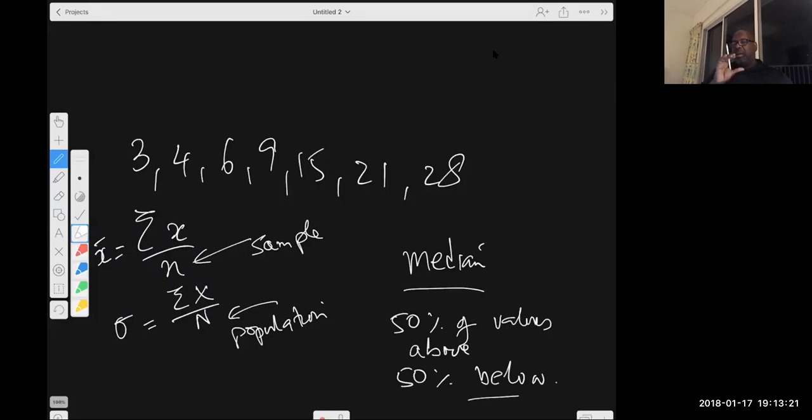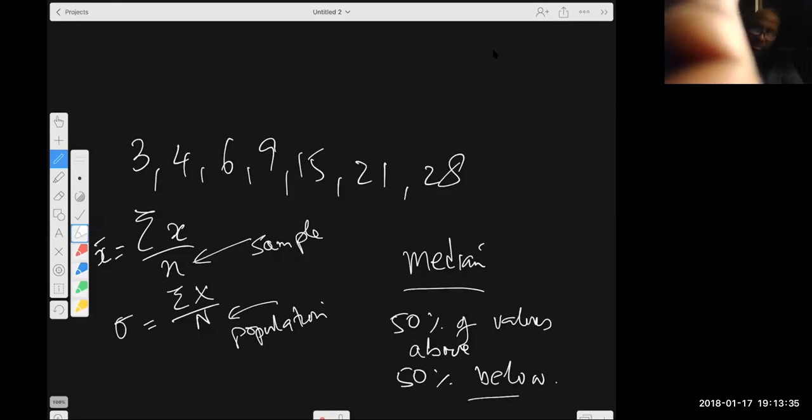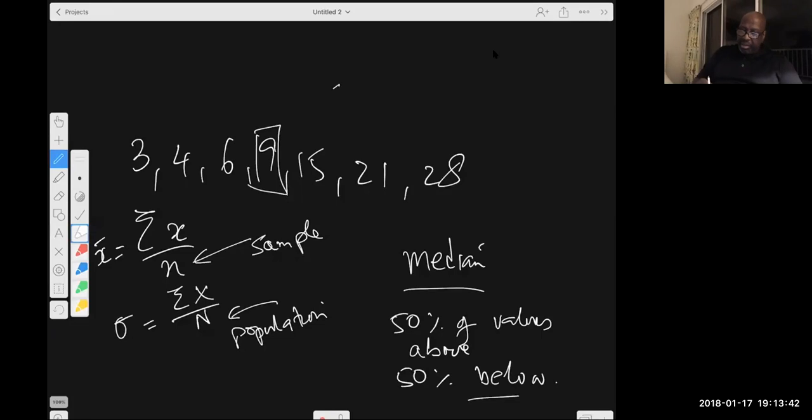So the median would be the middle value. 1, 2, 3, 4, 5, 6, 7. We have 7 numbers, so the middle value is the 4th number, and that would be 9 in this case. So that would be my median. But we do have a process or procedure for calculating that, and when we go through the notes, you will see it.